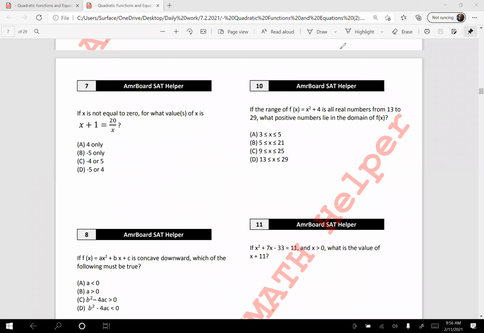It's okay. This is the correct answer, but I'll explain everything about the question. Okay. This y equals x power of 2 plus 4, and the range from 13 to 29. So 13 equals x squared plus 4 and 29 equals x power 2 plus 4. So x squared will be 9, 13 minus 4, and x equals positive or negative 3. And this one, x power of 2 equals 25, so x equals positive or negative 5.